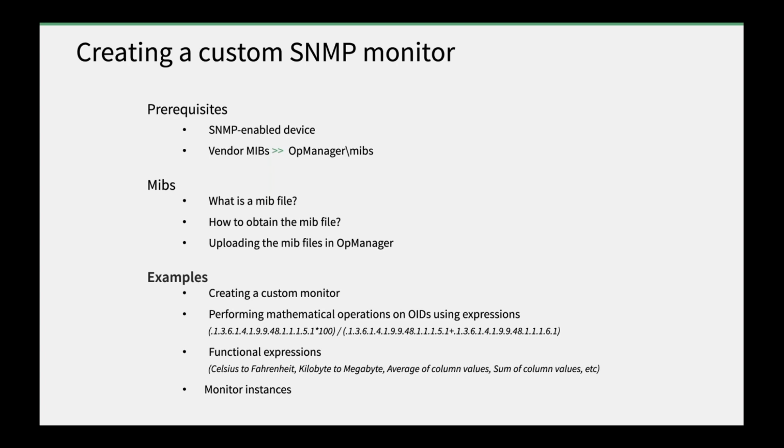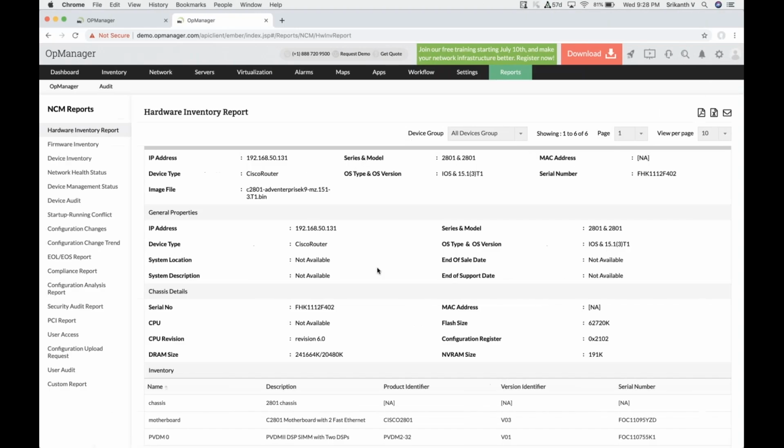Here we have a few examples. You can do mathematical operations using the custom monitor. Say you have CPU utilization of multiple cores; you can just do a mathematical addition and fetch the appropriate information. Or you can also execute functional expressions such as Celsius to Fahrenheit or kilobit to megabit, based on your requirement. And like I said, when we took the example of monitoring the individual instance of a CPU, we can also do that. So let me take you to the OpManager UI and show you how to create a custom SNMP monitor.